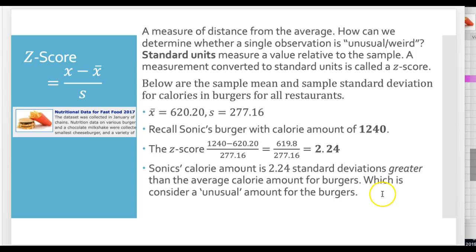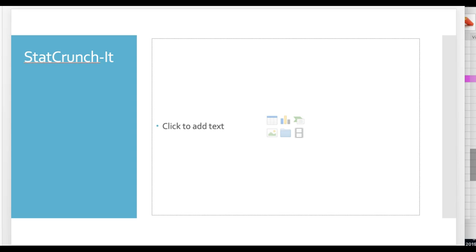So in that case, since this value is greater than 2, we consider this an unusual amount for the burger. So when we talk about the Sonic burger, we need to take it into special consideration because it has so many calories in comparison to the others. It's very unusual, very, very weird, very strange.